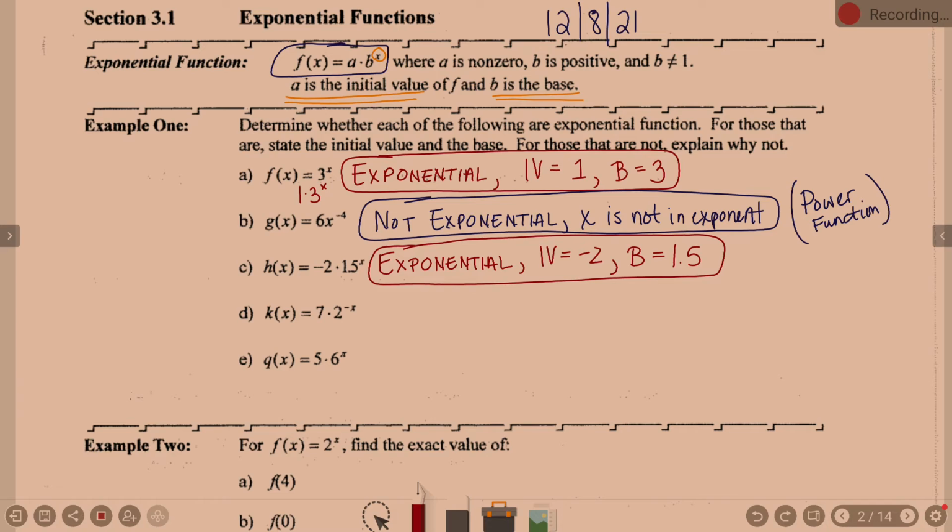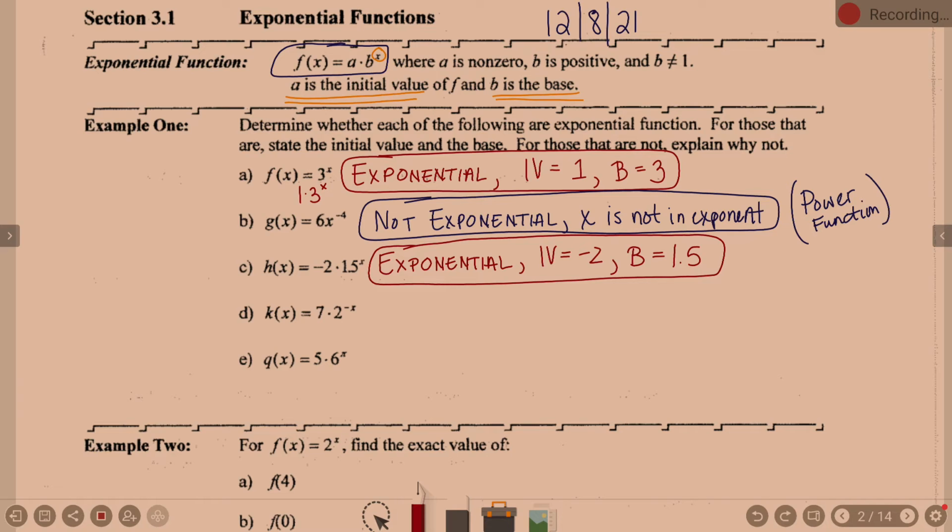K of x equals 7 times 2 to the negative x. Exponential or not? What are you saying, Ethan? Yeah. And why are you saying yes? Because x is in the exponent. Okay. X is in the exponent, right?